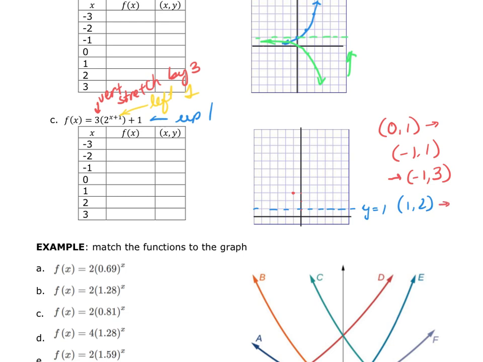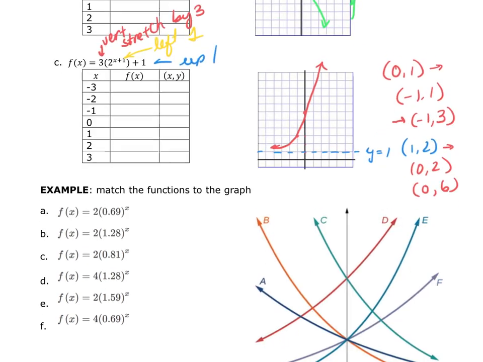Okay, the other point I would have had would have been the point 1, 2. So I know that that's going to go left, so that's going to go to 0, 2, and then I'm going to multiply it by 3, so that means I have 0, 6. So 4, 5, 6. So it's going to go there.